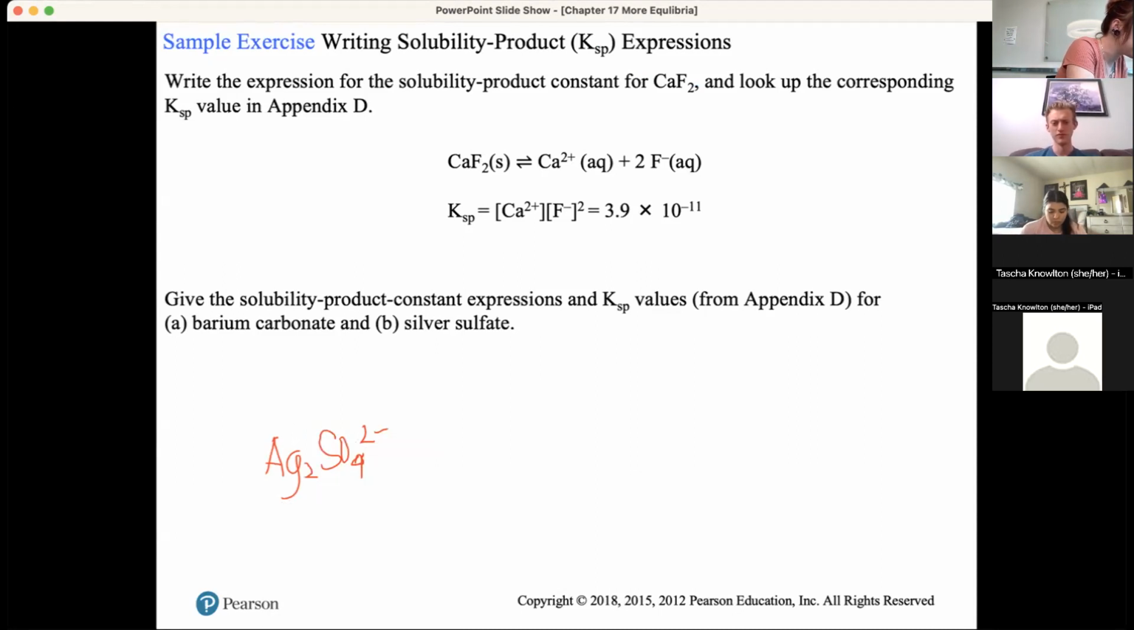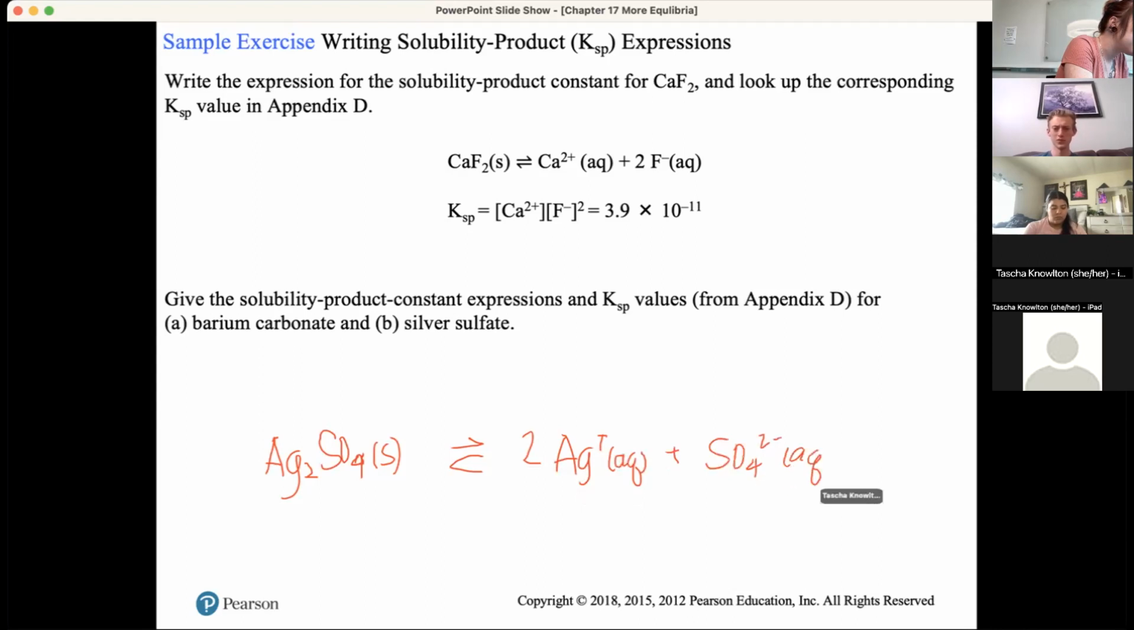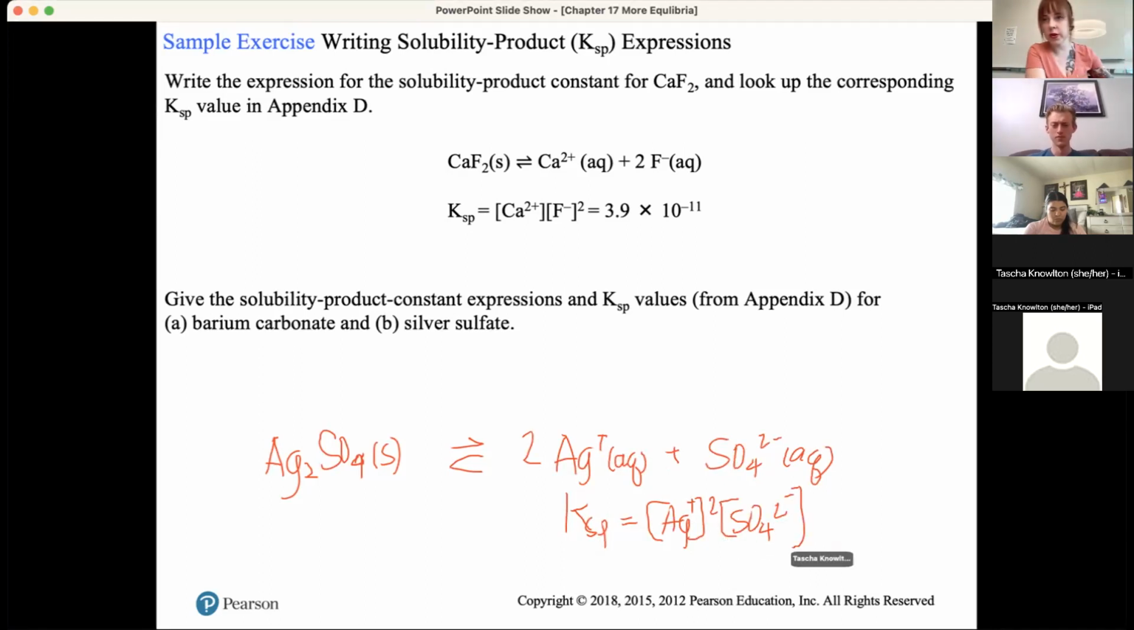And then we don't write our charges at the end. Well, we do later, but then we get 2 silvers and 1 sulfate. And so our KSP is just what Quentin put, silver squared times sulfate, to the 1. Cool?